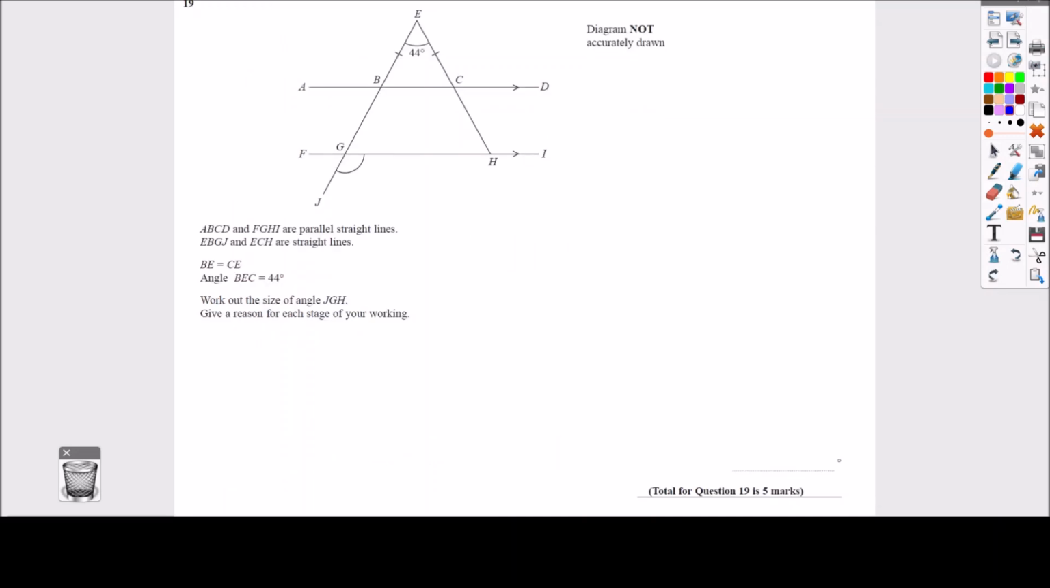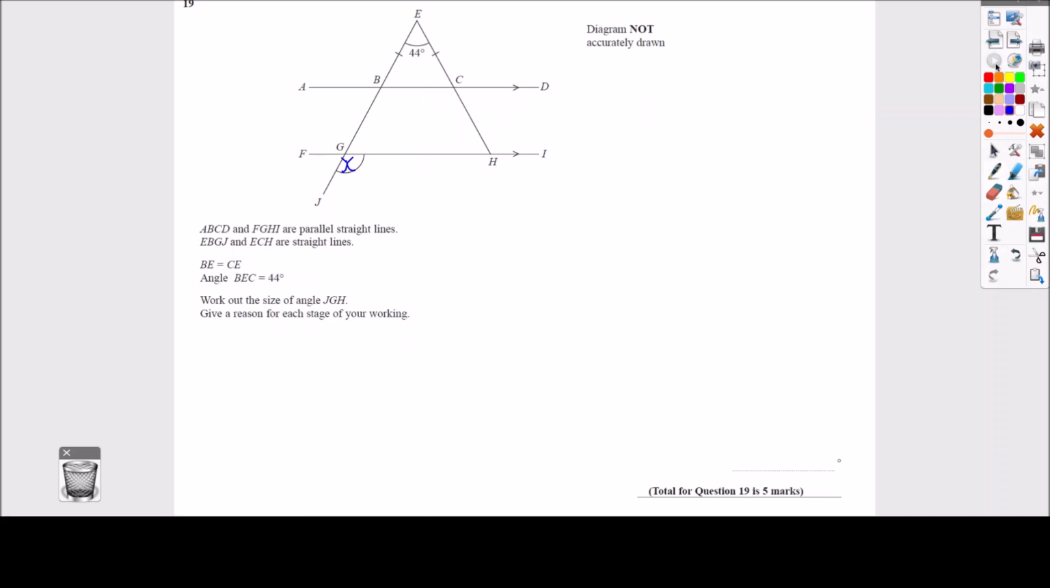Question 19. So work out the size of angle JGH. So first things first, make sure you know where that is. They've given you a clue here because they've put that in there. So that's the angle we're working towards, which I'm going to call X. Now, number of ways to do this, but what we must make sure we do is give a reason for each stage of our workings.